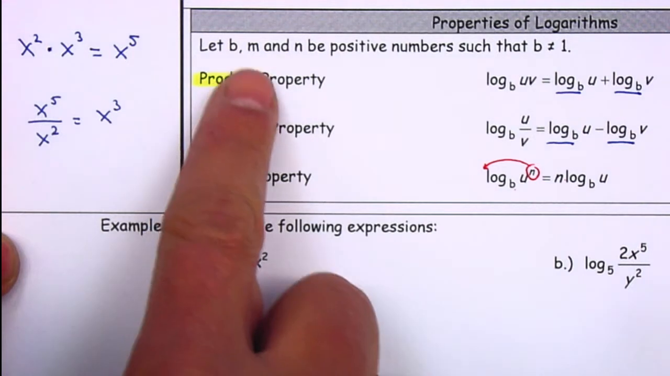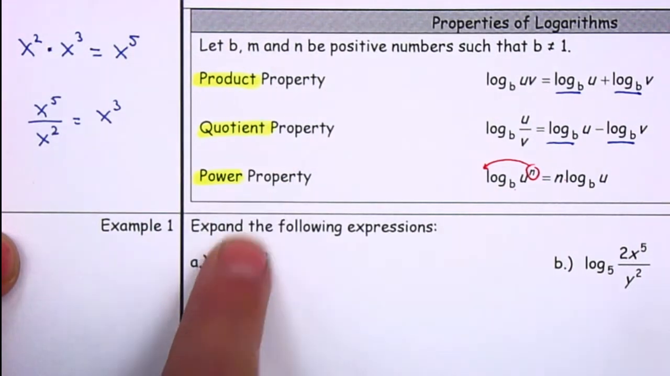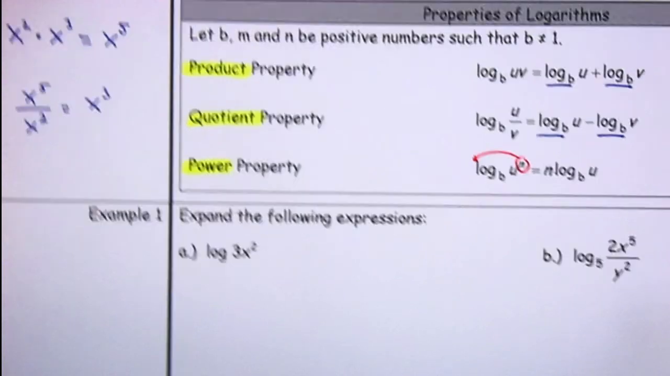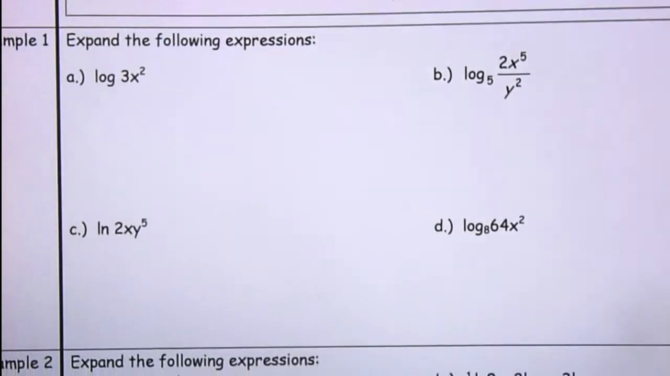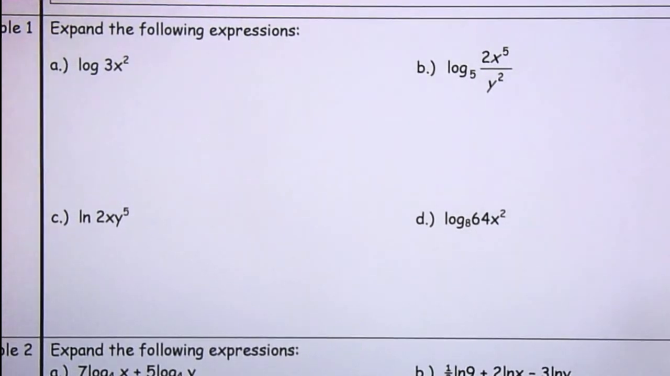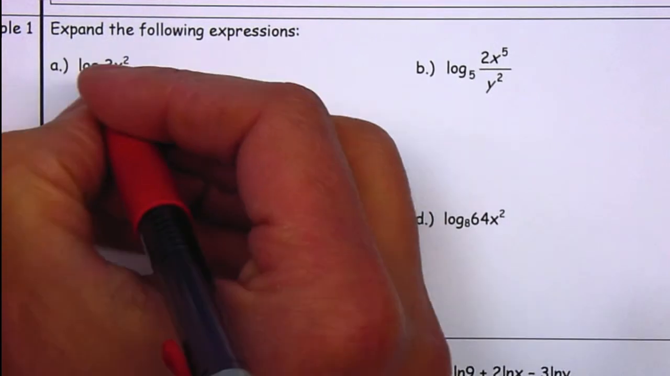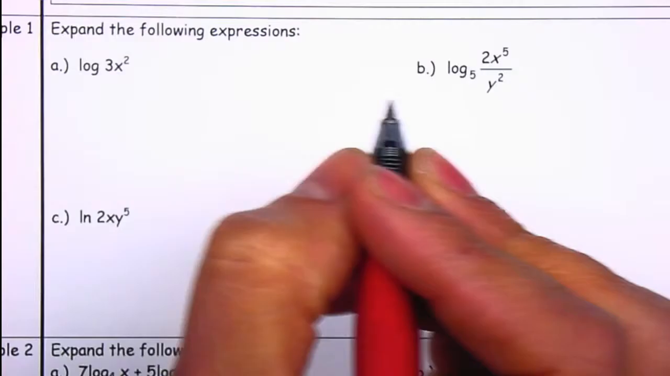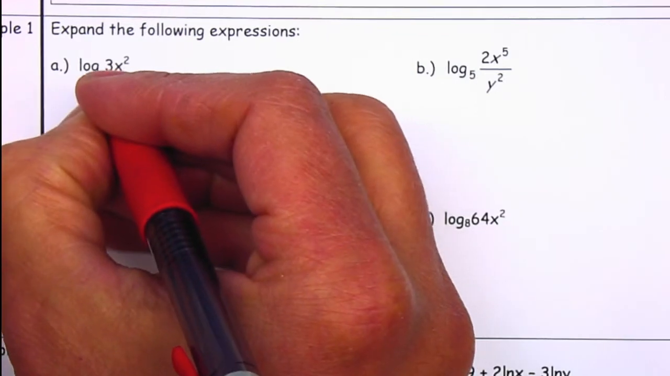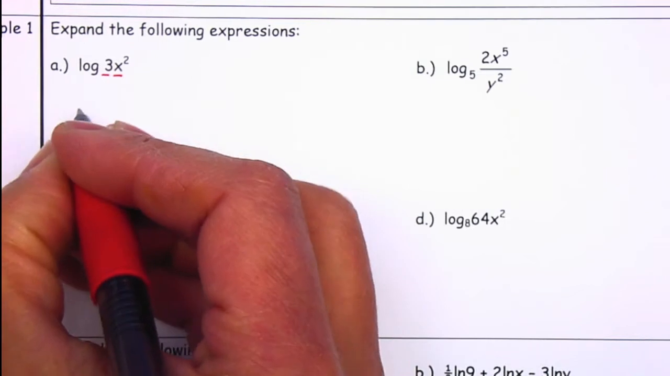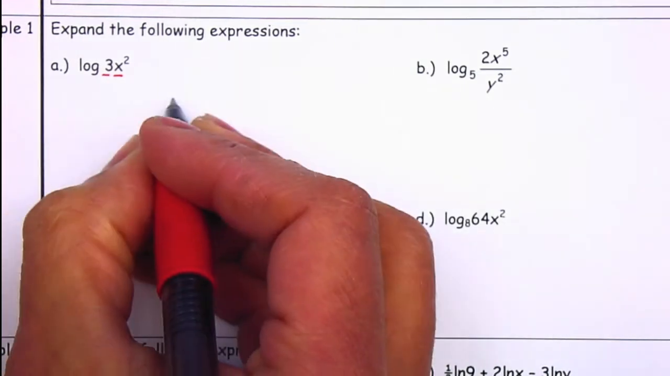We are going to be using those three properties to expand and condense expressions. So let's go over problem number 1. I want to be able to expand the expressions. One of the things that you need to be aware of is how many terms do we have in here? We have one term, and how many components? We have the 3 and the x squared. So once we are done, we should end up with two logs.